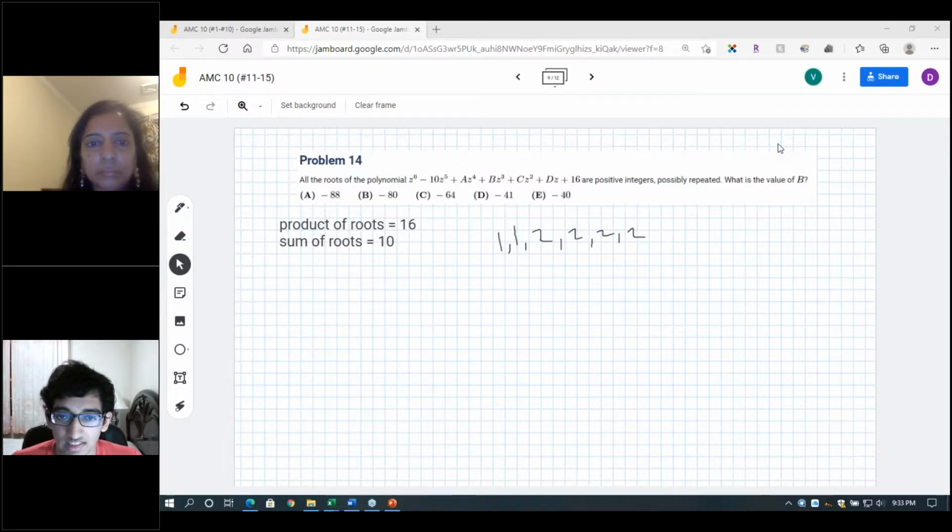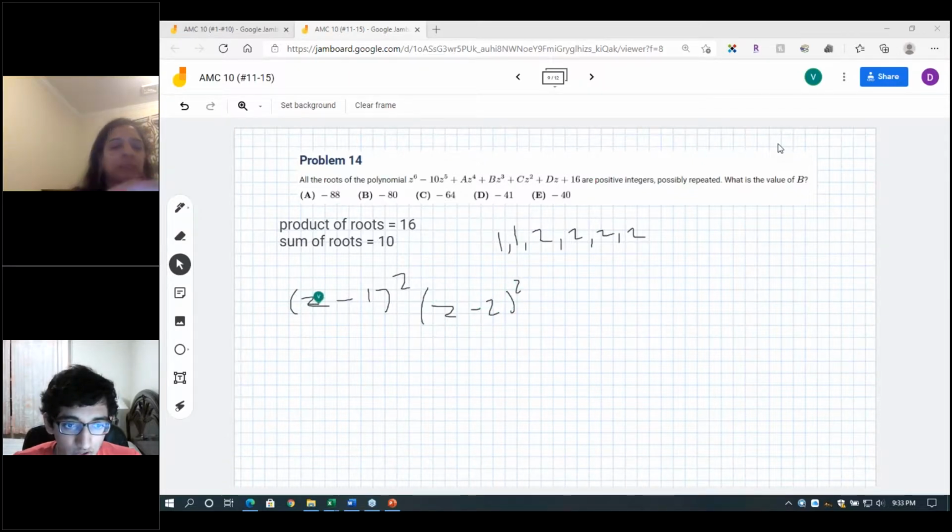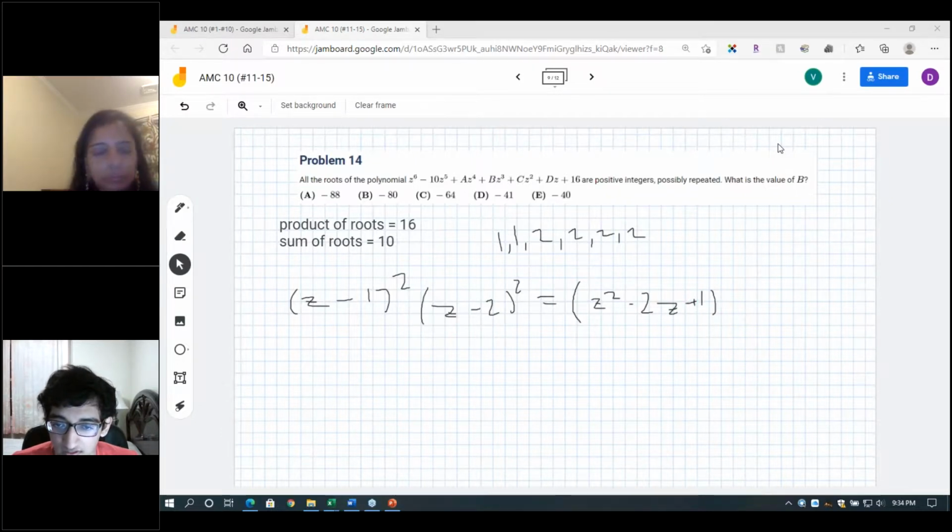Because we know that these are the roots, we know that the polynomial is z minus 1 squared, because there are two roots of it, times z minus 2 squared. I'll put a line through the z's because it may be hard to differentiate. So we have this, and we can expand this into z squared minus 2z plus 1 times, I'll carry over into the next line, but these are part of the same one.